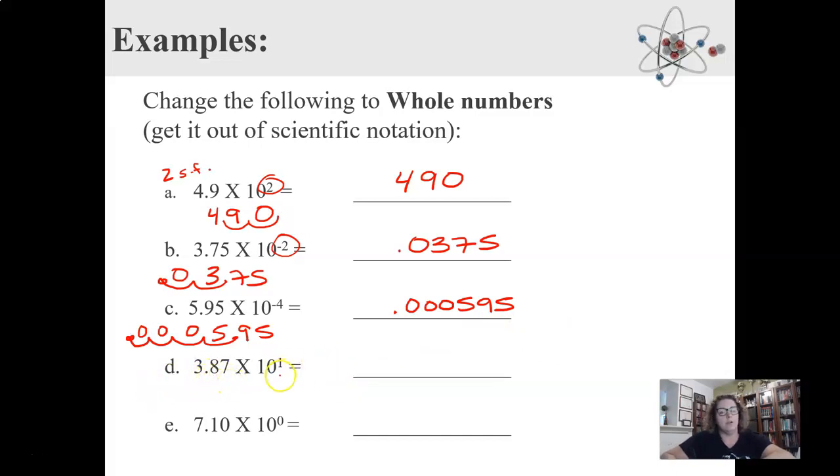3.87 times 10 to the first, well, it's just a simple little move, and I'm going to move it just 1 place to the right. So I'm going to get not 3.8, but I'm going to get 38.7. Okay? And no need to add any zeros or anything like that because we didn't need to add any zeros. And as we said before, 7.10 to the 0, well, that just means I'm not going to move it any place. So I'm still going to get that 7.10.